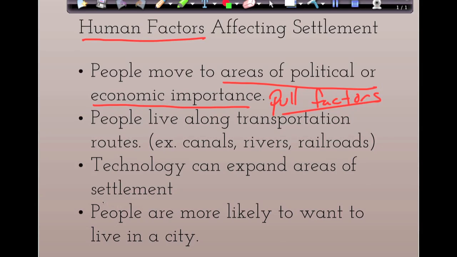Alright, people live along transportation routes. So rivers, that's a physical feature. Canals, that's man-made. And railroads, that's a human feature as well, man-made. Traditionally, towns, cities, areas of importance have tended to develop near areas of transportation, right? If people can get there, there's going to be settlement.